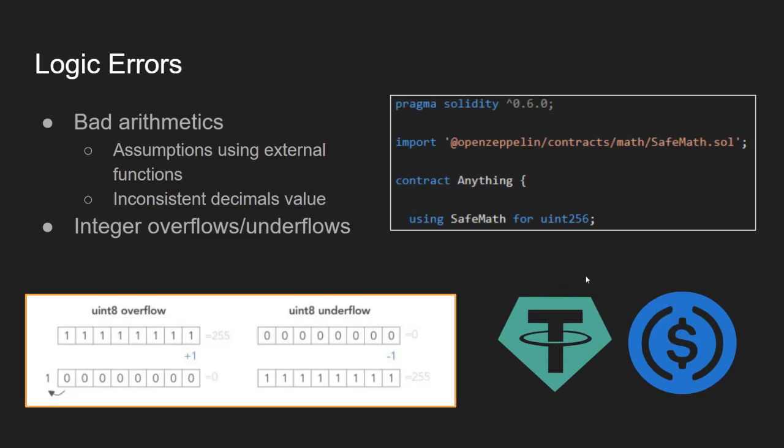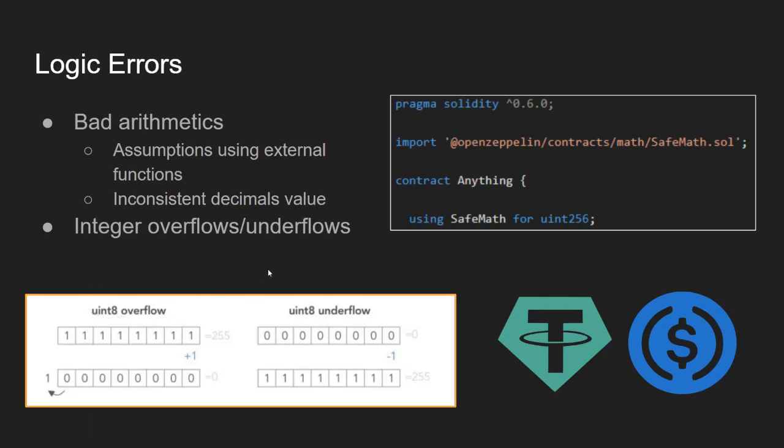So, if you do math that doesn't take that into account, you're going to end up with a wildly incorrect value. Another thing is integer overflows and underflows. So if you're at the max value and you add 1, you'll overflow back to the lowest value, 0. And this is what it would be for an unsigned integer with 8 bits.